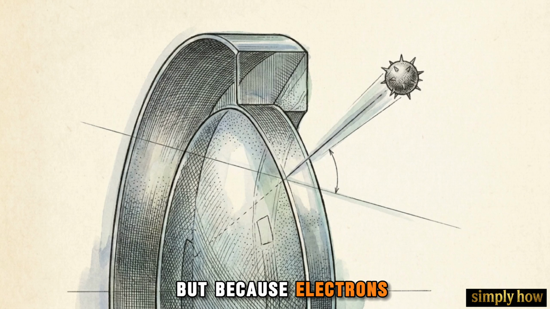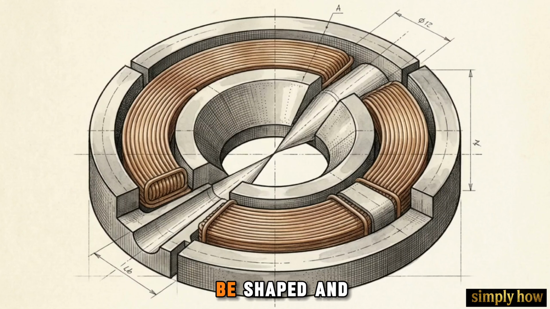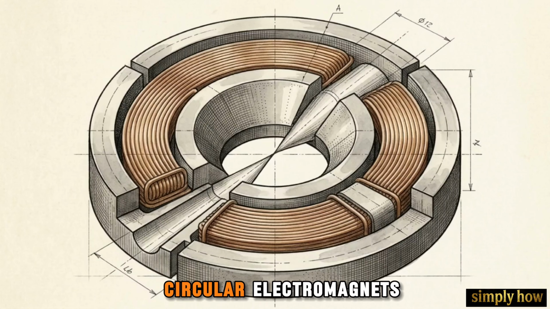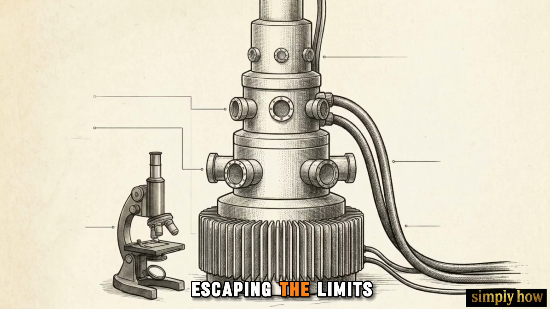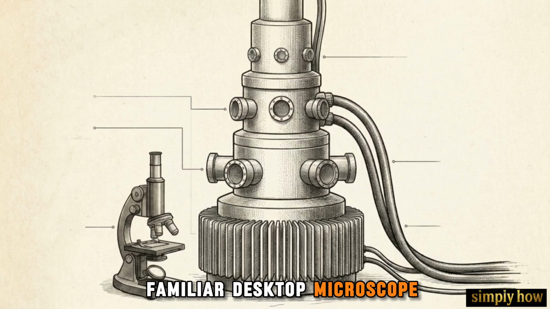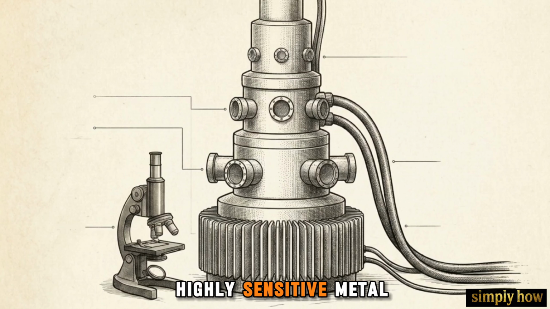But because electrons are charged particles, you cannot push them through glass lenses. They have to be shaped and focused by powerful circular electromagnets. Escaping the limits of visible light means trading your simple, familiar desktop microscope for a massive, highly sensitive metal tower.